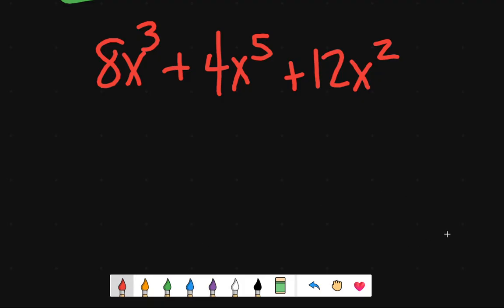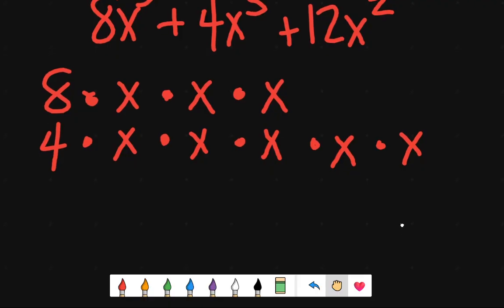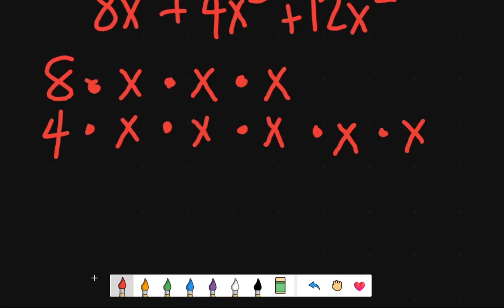So what does 8x cubed look like? It looks like this in expanded form: 8 times x times x times x, x raised to the power of 3. And then we have 4 times x times x times x. How many of those x's do we need? We need 5 of them because it's x to the 5th power, right? And then 12x to the 2nd power will be 12 times x times x.